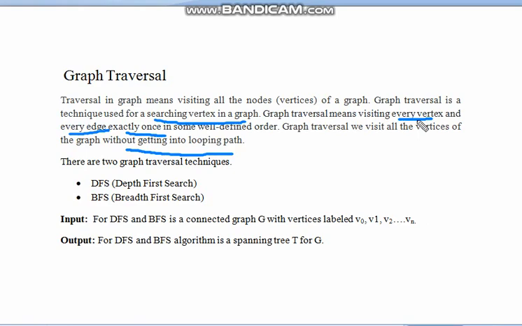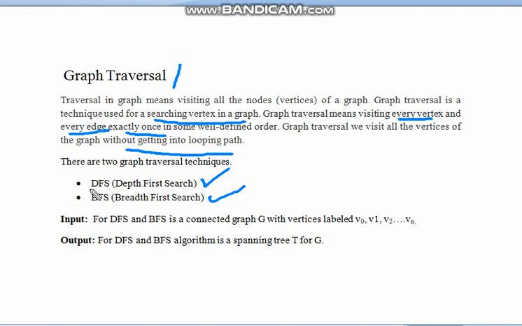And in order to search a vertex we are using graph traversal, and graph traversal means visiting all the vertices in the given graph exactly once. We have two graph traversal techniques, DFS and BFS, depth first search and breadth first search. Hence I can say graph traversal is graph searching also.